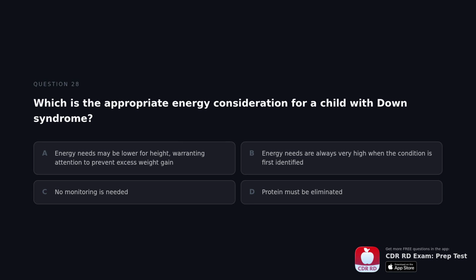A. Energy needs may be lower for height, warranting attention to prevent excess weight gain. B. Energy needs are always very high when the condition is first identified. C. No monitoring is needed. D. Protein must be eliminated.